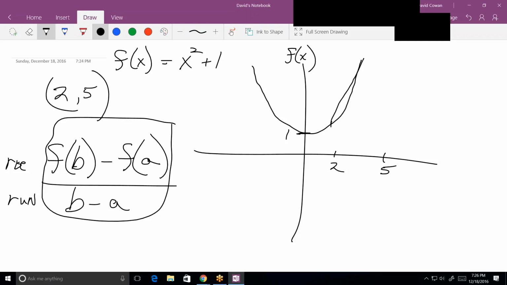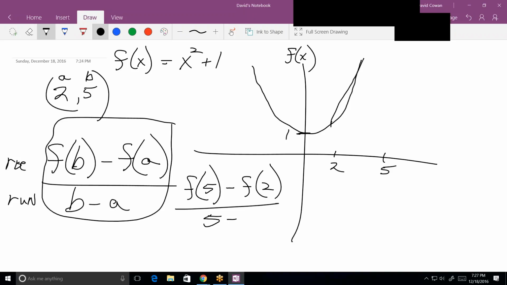Now, what's f of b? In other words, this is b, this is a, my 2 points. They could be anything, and I could still use this formula. They could have said from 3 to 6, and I just take f of 6 minus f of 3, all divided by 6 minus 3. So here, I'm going to take f of 5 minus f of 2, and divide it by 5 minus 2.